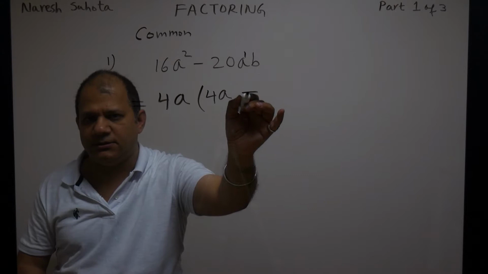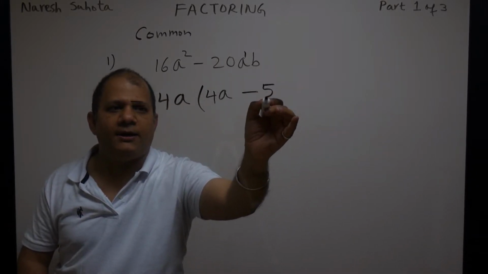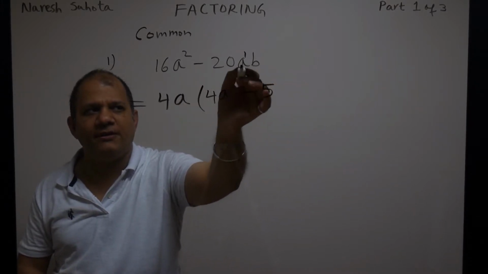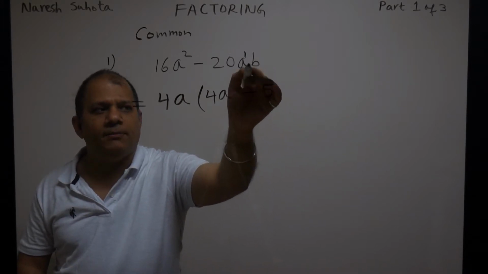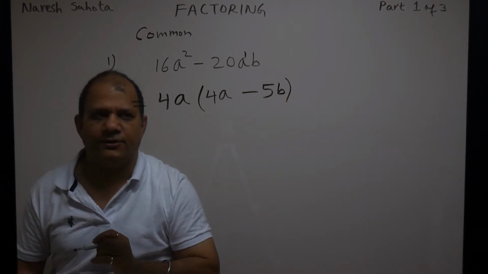This is going to be minus, right? 4 times what gives me 20? So 4 times 5. And then a times what will give me a times 1? So a is already there, right? So we don't need anything here for the a. The b just gets multiplied with 5. So that's the answer there, right?